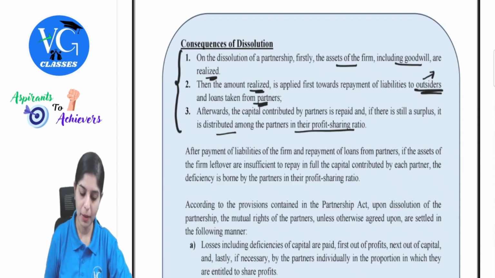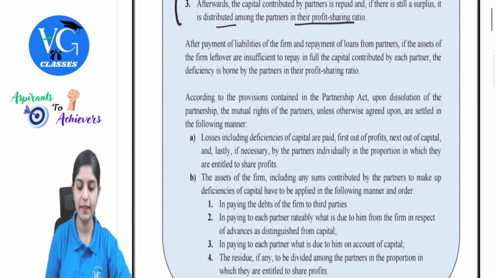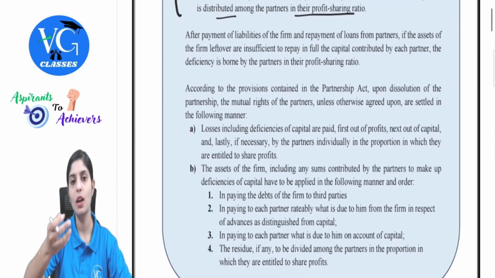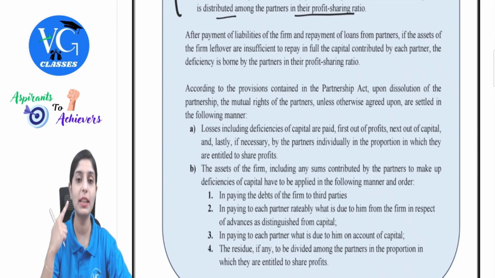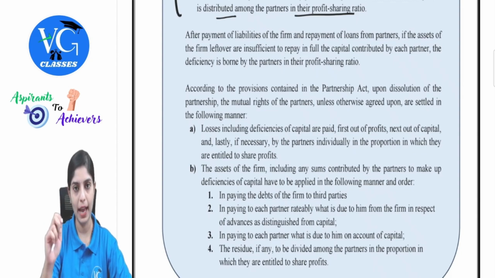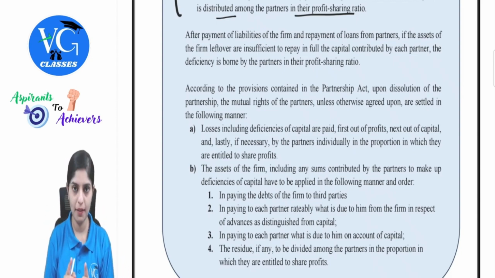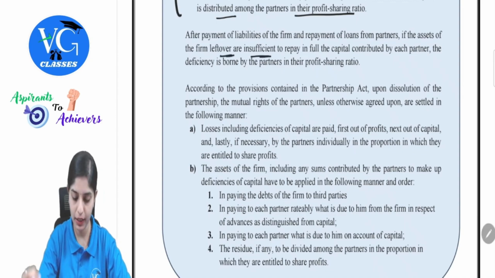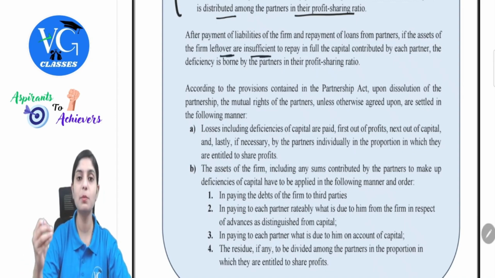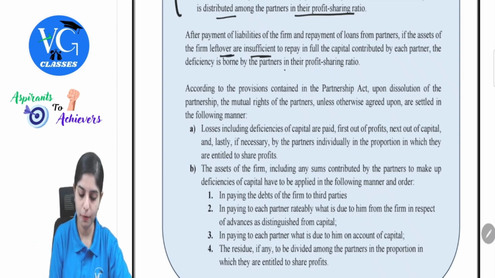After payment of liabilities of the firm and repayment of loan from partners, that is, from the amount we have received from sale of assets, we will first repay the liabilities, settle partners' loan, and then if anything is left, capital. After repaying everything, we will distribute the rest to partners in their profit sharing ratio. This is the structure. If the assets of the firm that are left over are insufficient to repay the capital in full, the deficiency is borne by the partners in their profit sharing ratio.